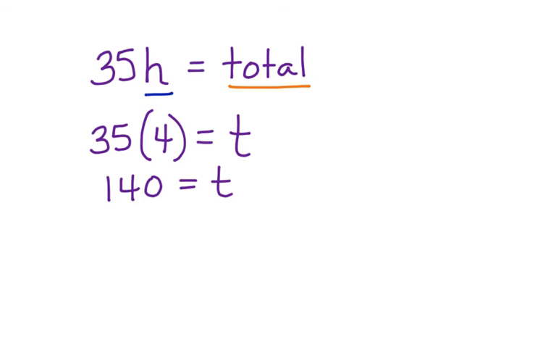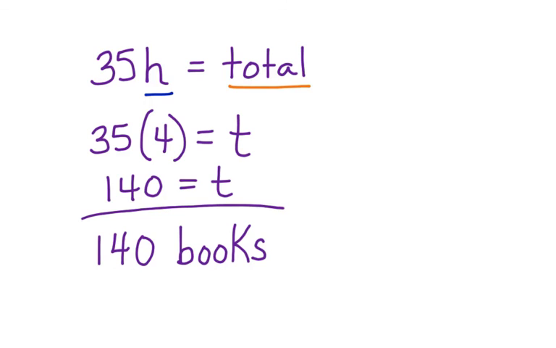Given the rate and the number of hours, Natasha can shelve 140 books in 4 hours. Our answer is 140 books. This is the solution to our problem, and our work is now complete.